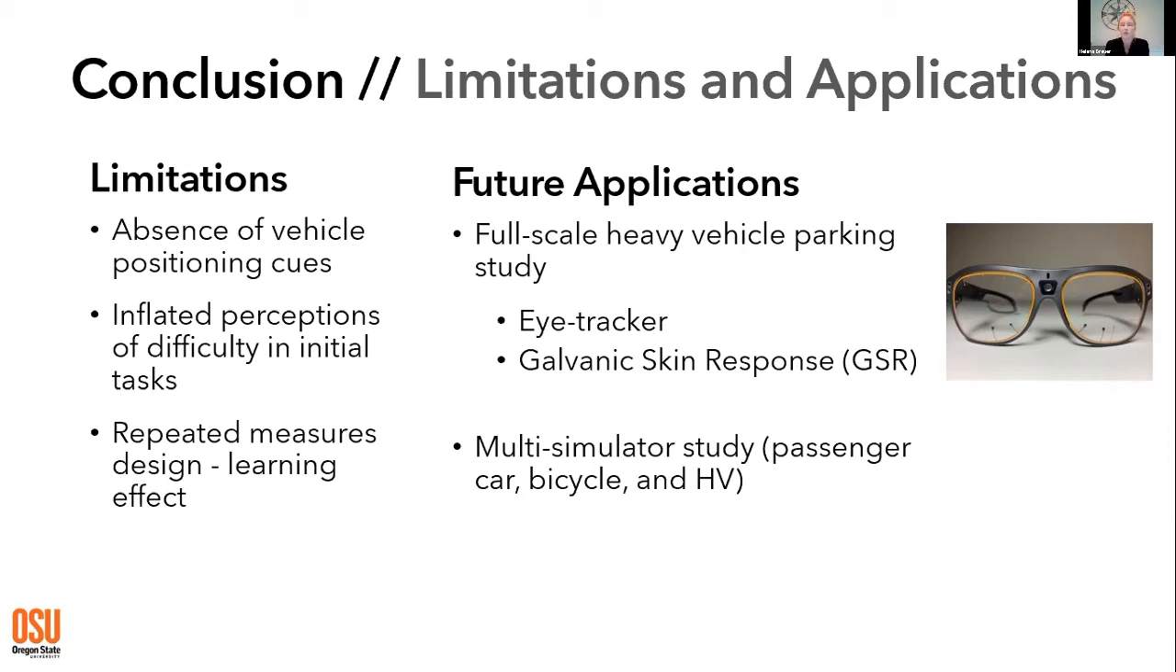And then future applications will be a full-scale heavy vehicle parking study. As I stated in the intro slide, this was a preliminary investigation. So a full-scale heavy vehicle parking study would include using an eye tracker, which is pictured to the right, galvanic skin response to analyze driver stress, and also an EEG, which I think we just recently got, that would look at neural activity in the brain based on blood flow.